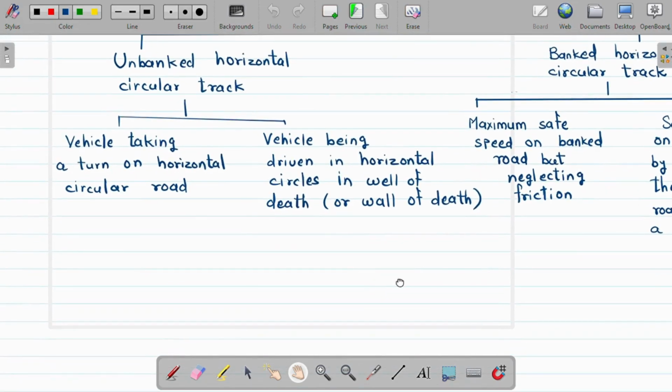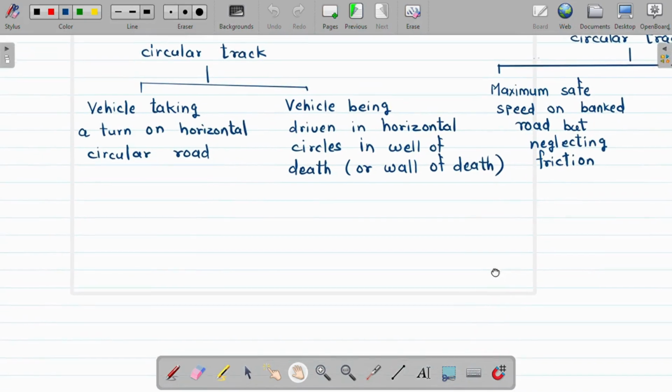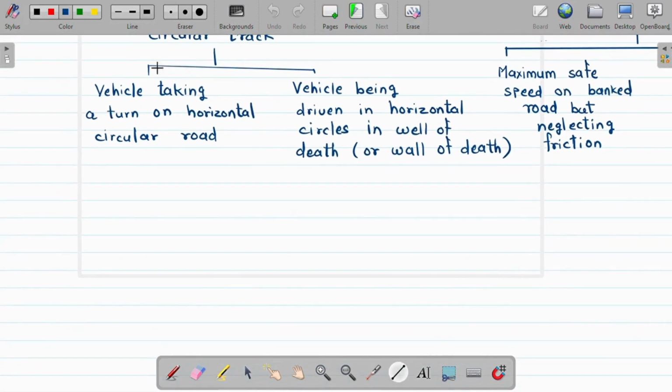Now, when a vehicle takes a turn on a horizontal circular road, this is the diagram you will have to remember. In these videos we are doing a fast recap of the concept, so I am not going into detail; we will do the derivation part only. The diagrams here are important for your board exams, so I am referring to the textbook.